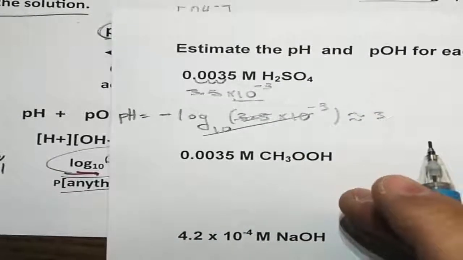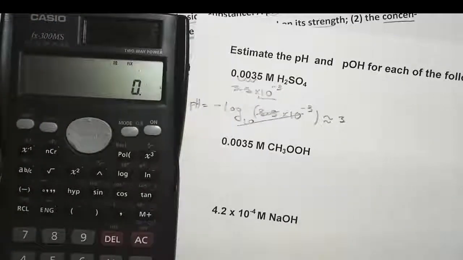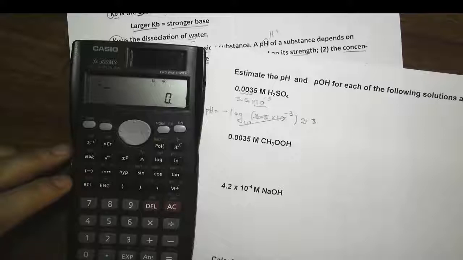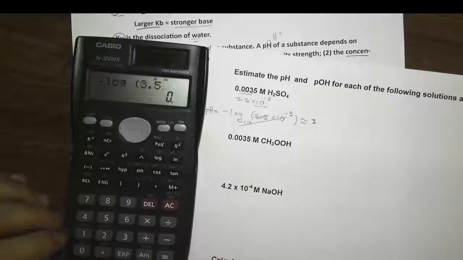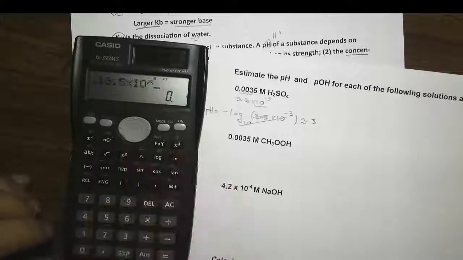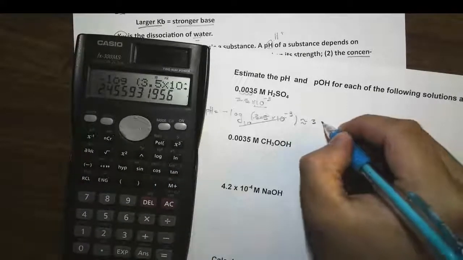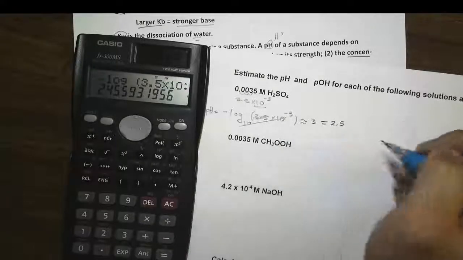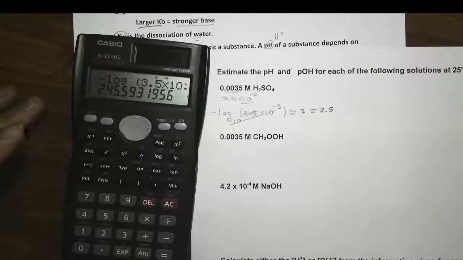Let's prove that, okay? So we have pH, which is negative log of 3.5 times 10 to the power of negative 3, which gives us exactly 2.5. So that is very close, isn't it? And that's how we use the concept of the log rule to estimate our pH.